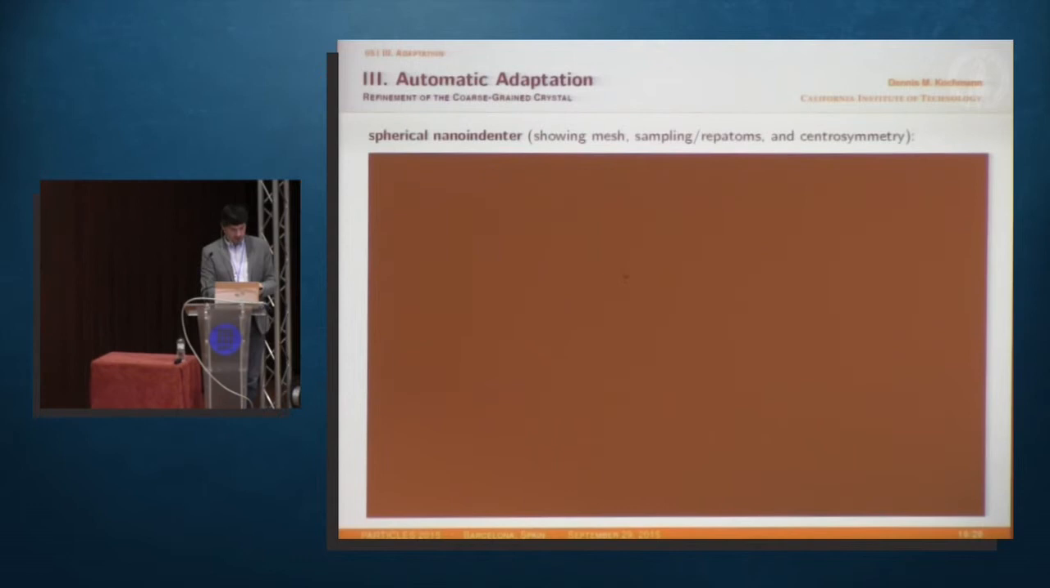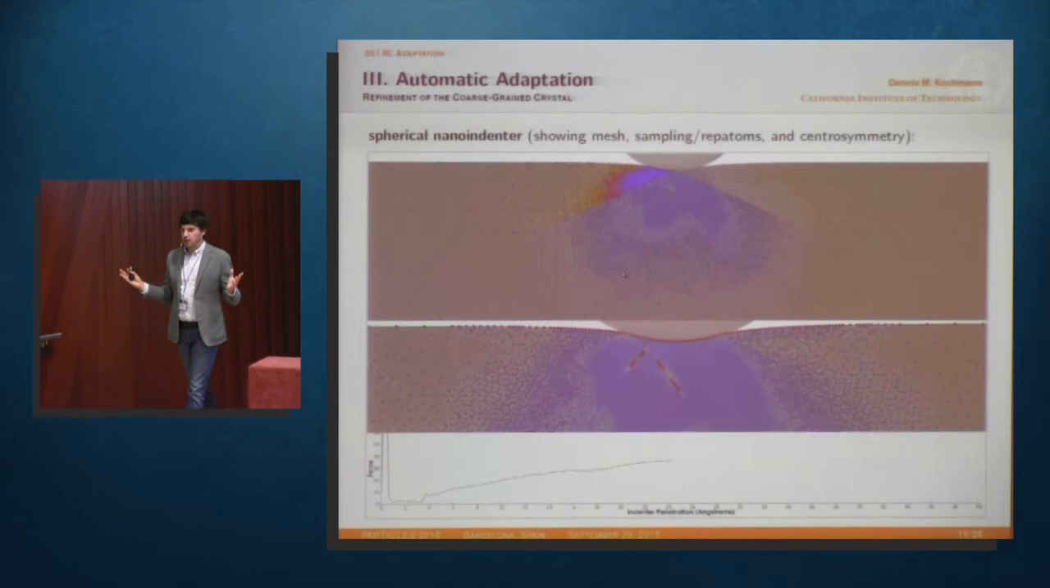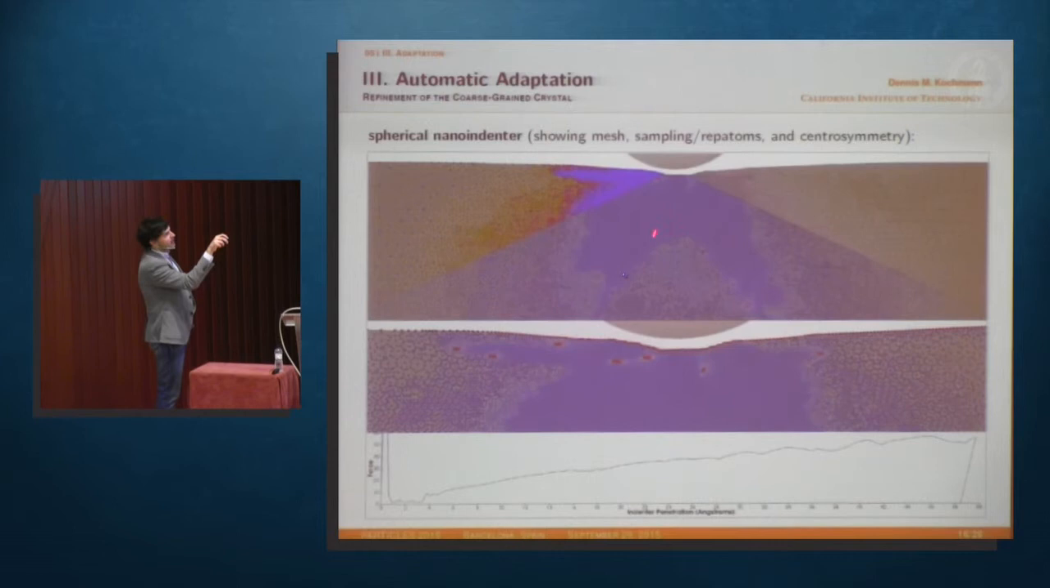So I think on the next slide, this is a movie of a slightly different indenter. So it takes longer to nucleate dislocations, and they come in pairs. But again, we track down what happens, and so you can do it fully adaptively.